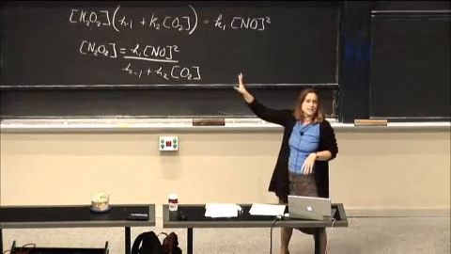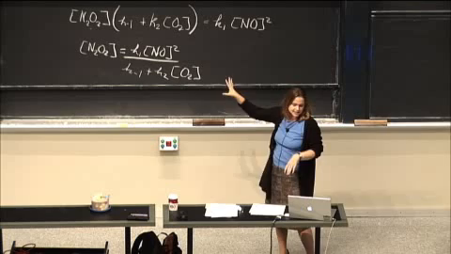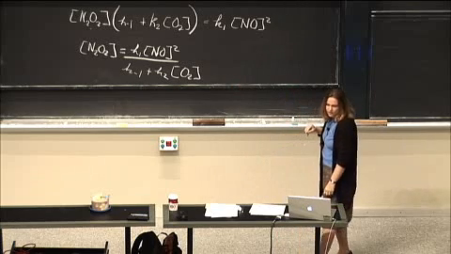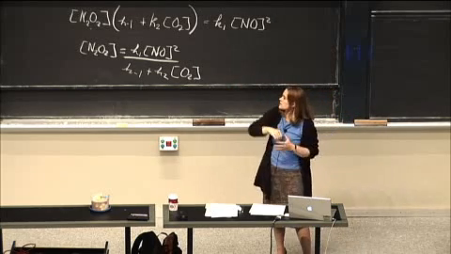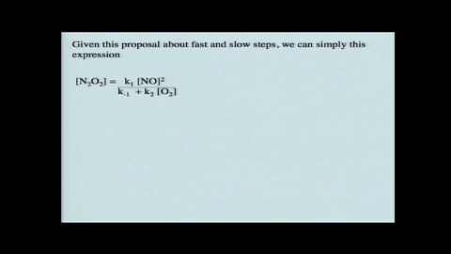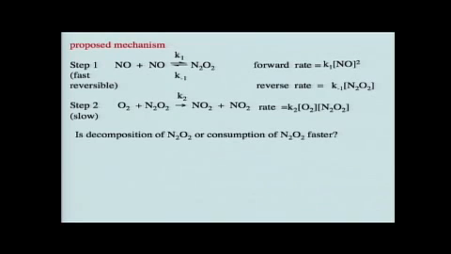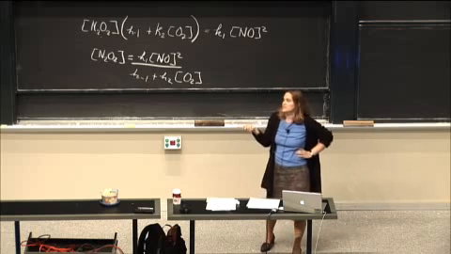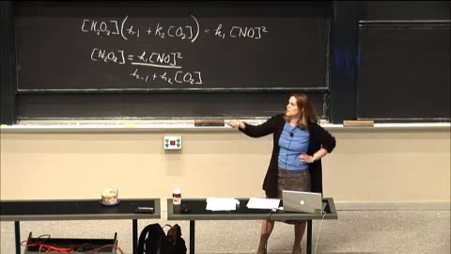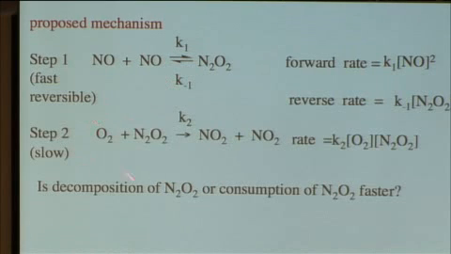If we make assumptions now about a step being fast and a step being slow, we're going to be able to simplify this expression here. All right, so we're going to ask the question then. We're assuming, let's just say the first step is fast and the second step is slow. And we're going to see whether that gives us an answer that's consistent with the experimentally determined rate law.